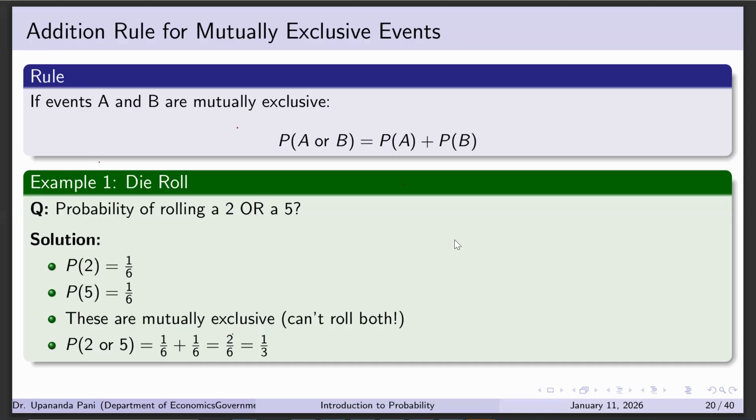So what is the solution? Probability of 2 is 1 by 6. Probability of 5 is 1 by 6. These are mutually exclusive. You cannot roll both, so you have to add them. Probability of 2 or 5 is 1 by 6 plus 1 by 6, that is 2 by 6, that is 1 by 3.